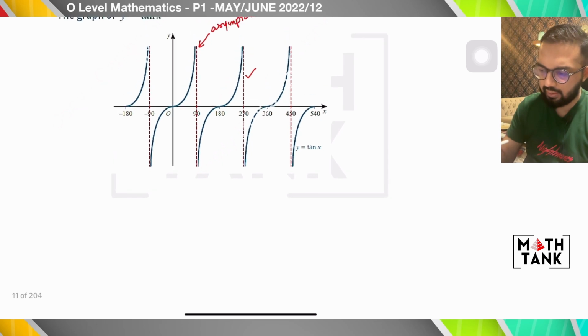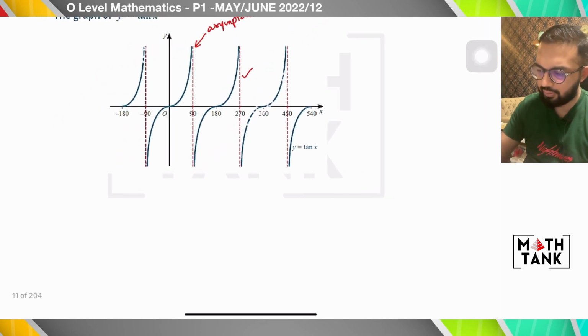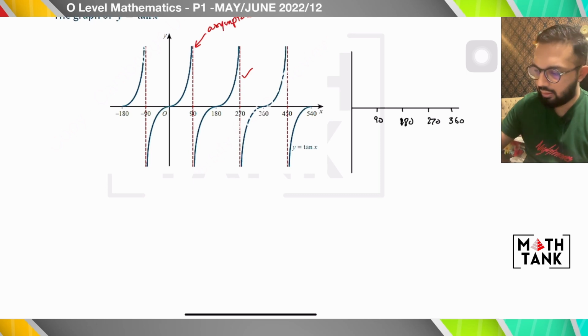So if you were, let's say, drawing the tan graph from 0 to 360, you would draw it something like this. You'd say that there are 90, 180, 270, and 360. So this graph would go like that.